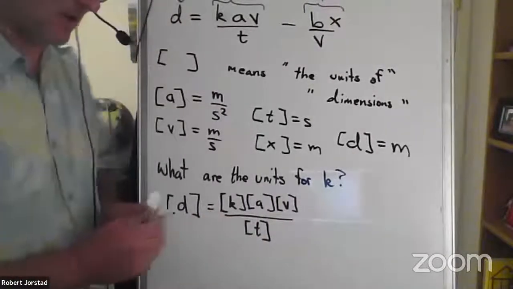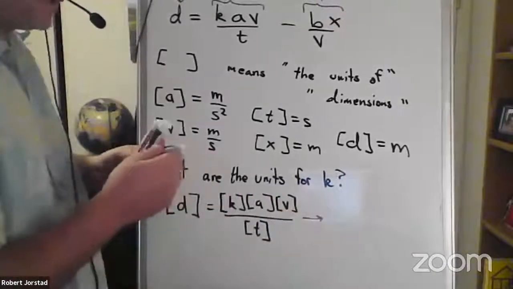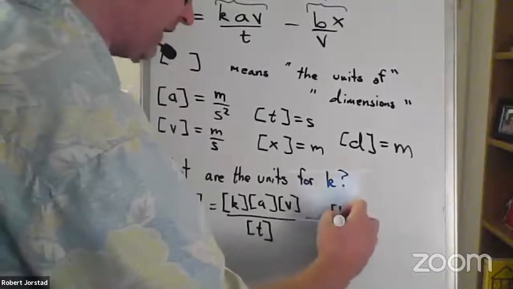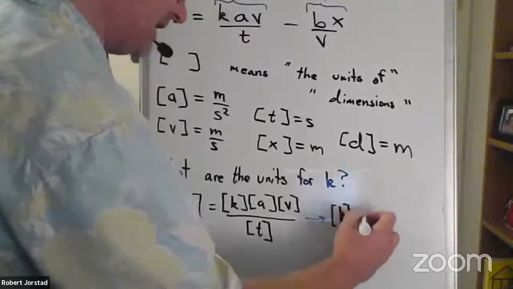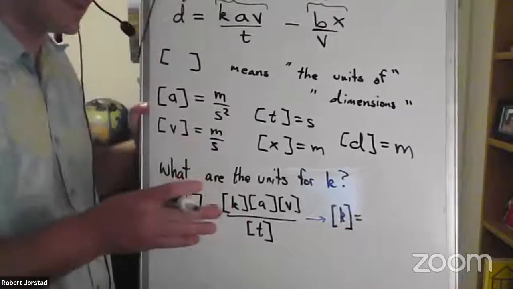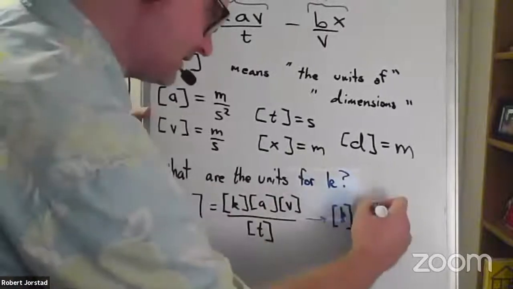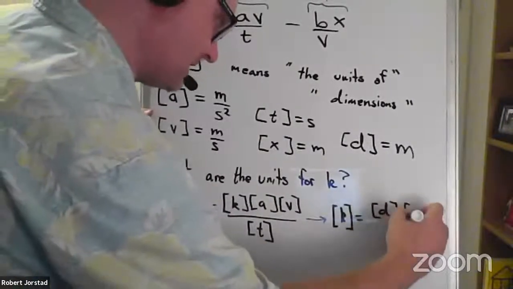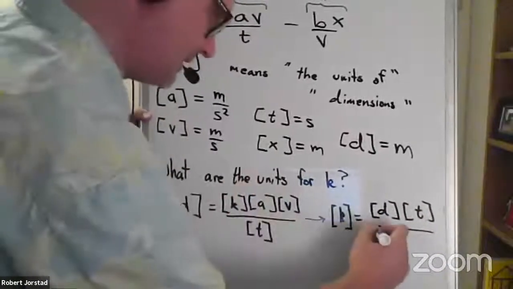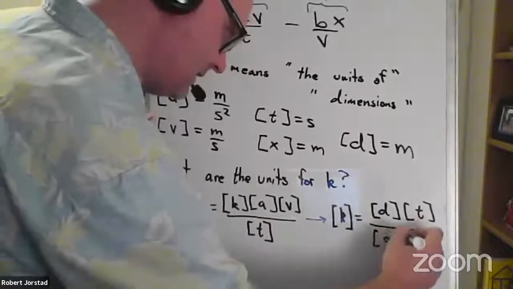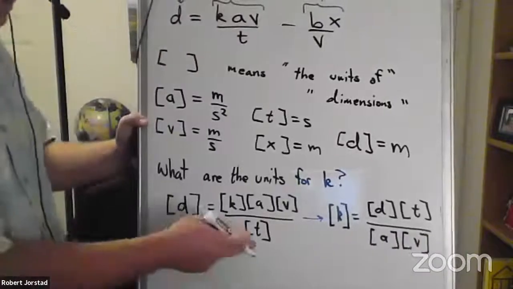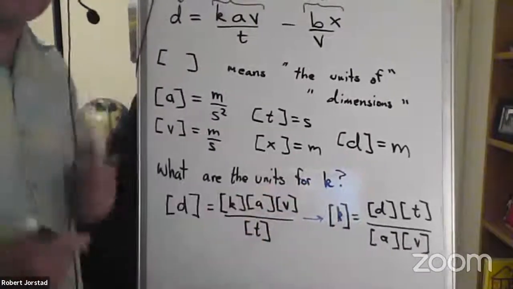The units of D equal the units of the first term. Now I do my algebra and flip stuff around, solving this for the units of K. This trick is used all the time in physics. If you're thinking this is stupid, just be aware we use this all the time to find problems, okay? It really is a useful trick. So it's going to be the units of D times the units of T, all this divided by the units of A and the units of V. So again, I multiply by this, divide by those, flip the sides.